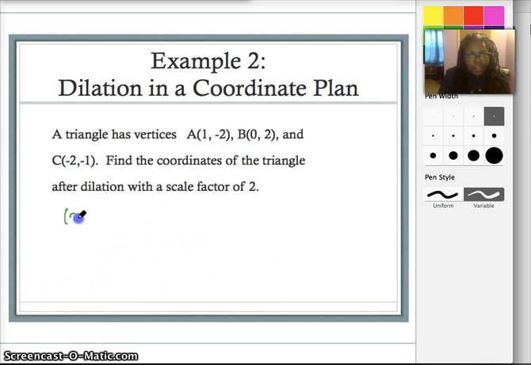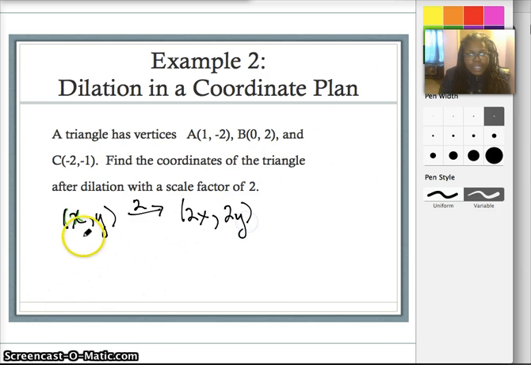We know that what this means is, if I start off with the point (x, y), a scale factor of 2 means that I'm going to take each coordinate and multiply it by 2. Pretty straightforward. So I go from here to here, and I'm going to use these points.